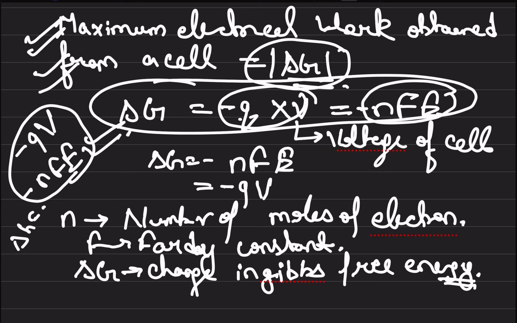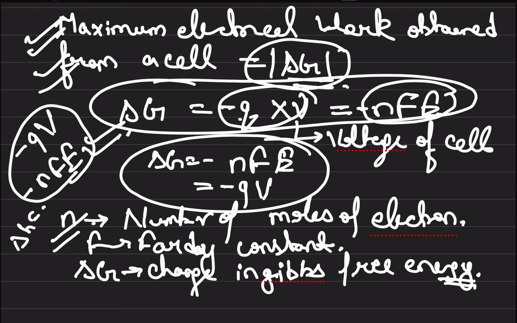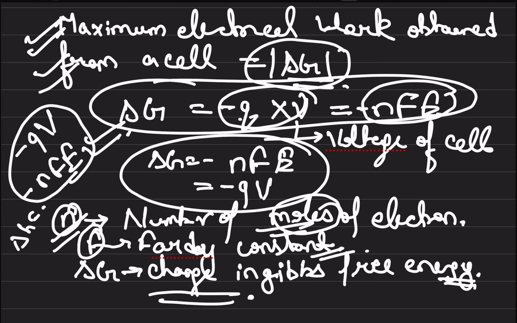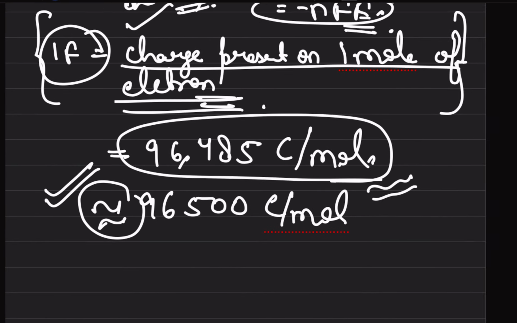These are the two things which we have to remember, where n is the number of moles of electrons, F is the Faraday constant, and delta G is the change in Gibbs free energy. So these are the terms which we have to remember: n, F, E, and delta G. What is n, what is F, and what is delta G?